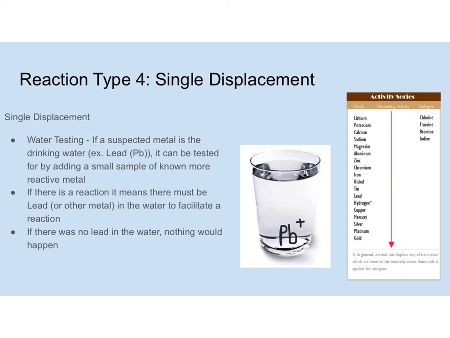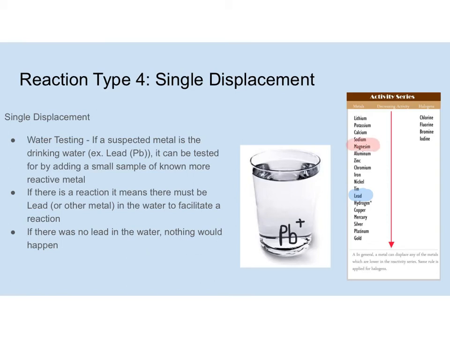Well, one way I could test for it is, if I suspected lead was in there, I could use my reactivity series and say, okay, where is lead on here? Lead is right there. So if lead is in this thing, and I put a more reactive metal inside, then I'll see a reaction. If there's no metals at all inside there, and if I put, say, a piece of calcium, so let's try and find a more reactive metal. We're going to use magnesium ribbon.